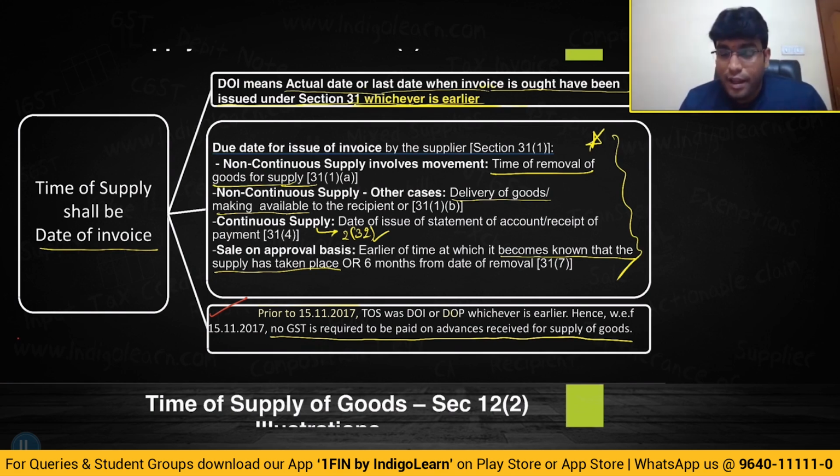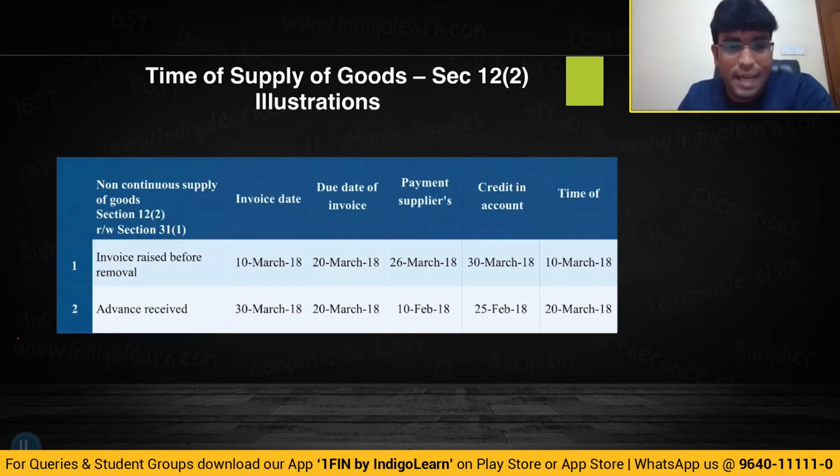Another question from a student. Even for installment payment, it depends upon invoice value only. Good. If payment comes in parts, we'll determine time of supply in parts. I've got some illustrations and examples. We'll talk. Don't worry. Come on, see guys. Look at example one. Invoice raised before removal. Invoice date is 10th March. Due date for invoice is 20th March.